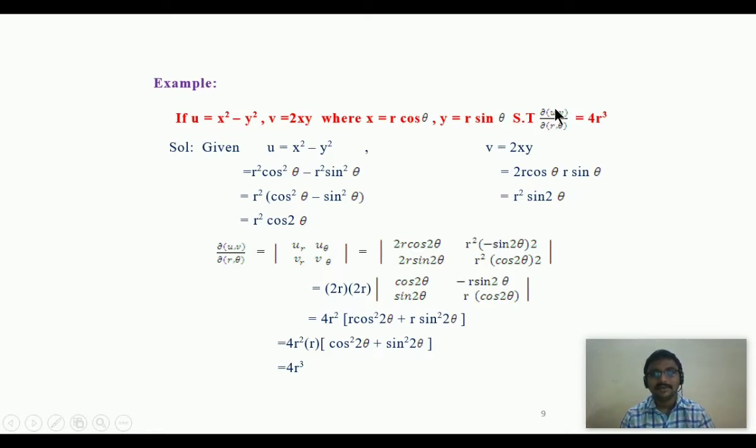So once again, to evaluate dou of (u, v) by dou of (r, theta), u and v must be in terms of r, theta. For this, we have to reduce u and v in terms of r, theta by using the equations x is r cos theta and y is r sin theta. Just replacing x, y values, now clearly u, v become in terms of r, theta. Now we can evaluate the Jacobian clearly. So thus we will have the Jacobian value dou of (u, v) by dou of (r, theta) is 4r cube. Hence proved.